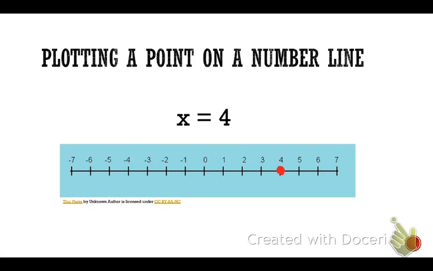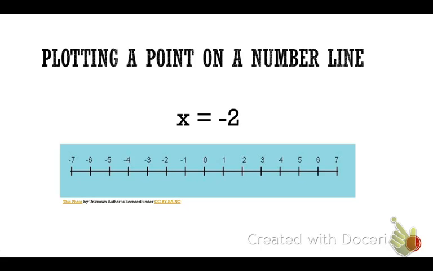and notice that it's filled in. Okay, and the next one, if I have x is equal to -2, I'm going to again find the -2 on the number line, and I'm going to put a circle. I'm going to fill it in because it's equal to that. It's not equal to anything else. It can't be anything else. It's just that one single answer.